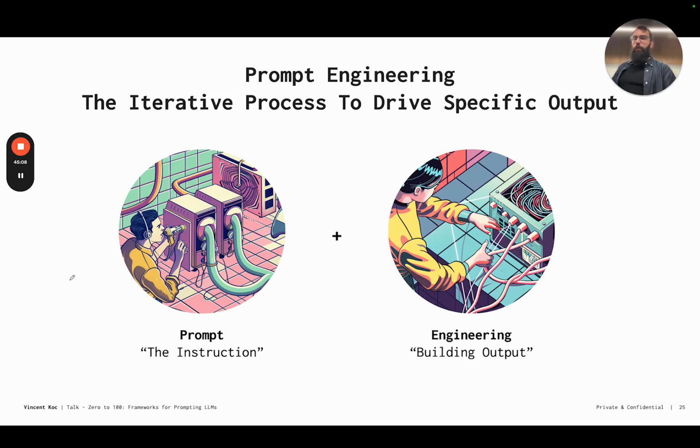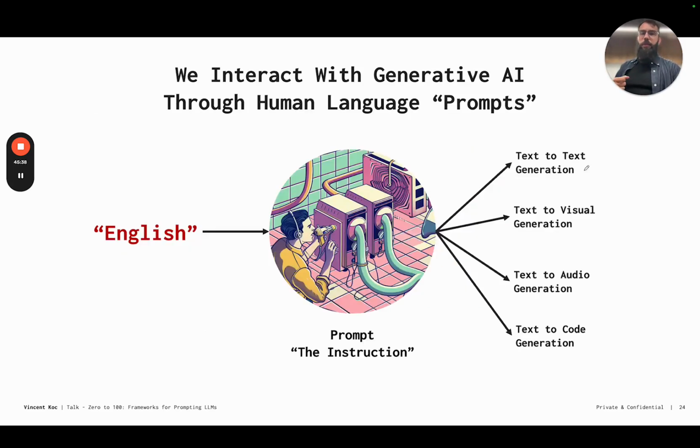But we've got the instruction, which I'll touch on, and we have the engineering part. So when we talk about this process, prompt engineering is a term that's been floating around. It's the combination of the prompt, which is the instruction, and the engineering part where we're trying to engineer and build some output. So when you bring the two together, it's essentially the iterative process to drive a specific output. So when we talk about prompt engineering, we're trying to use all these models, text to text and vice versa, to behave in a really certain way.